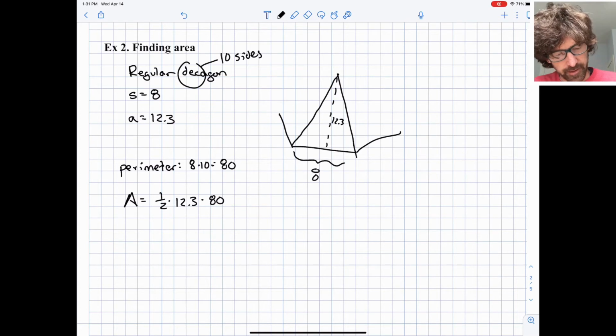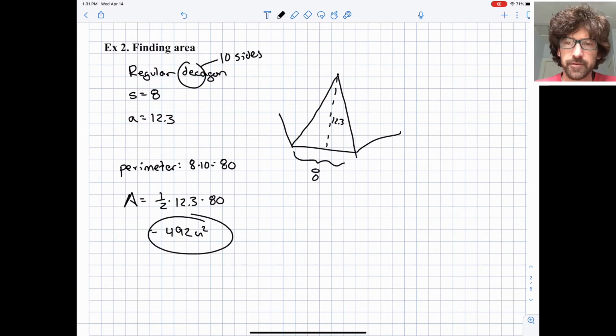And plug that through our calculator. We get an area of 492 square units. Okay, just simply using the formula. Area is 1/2 a p.